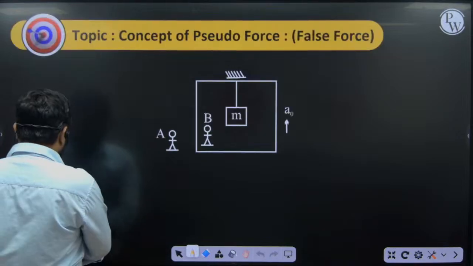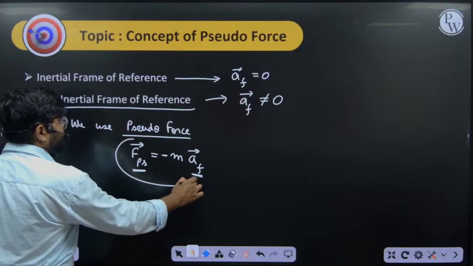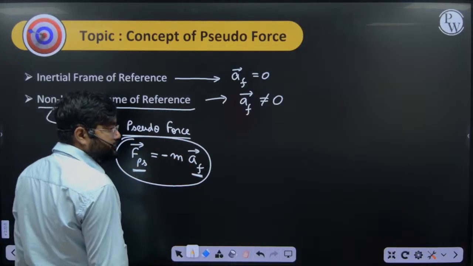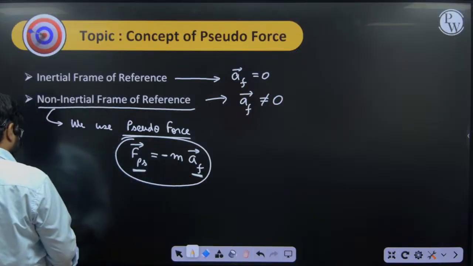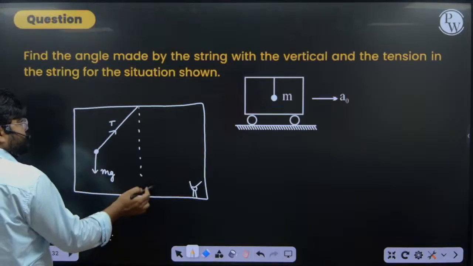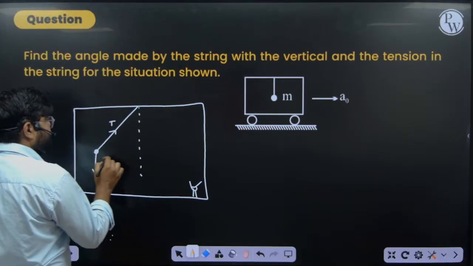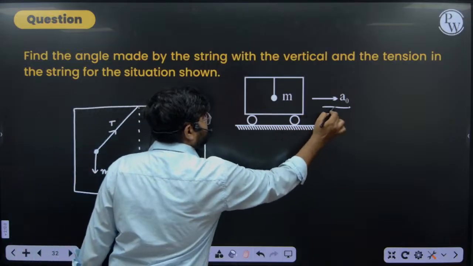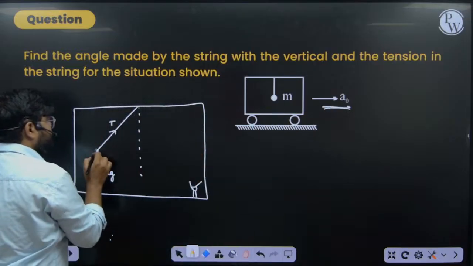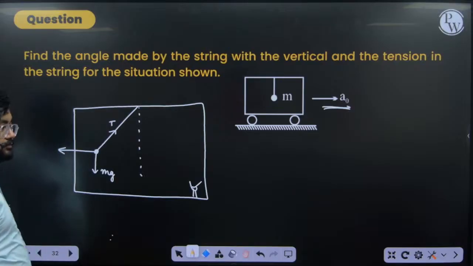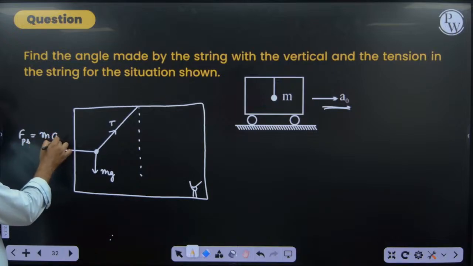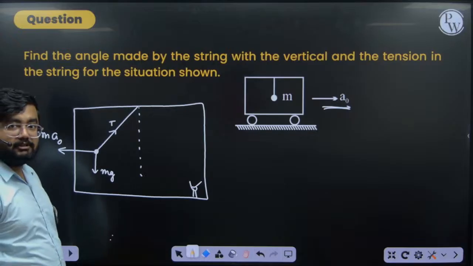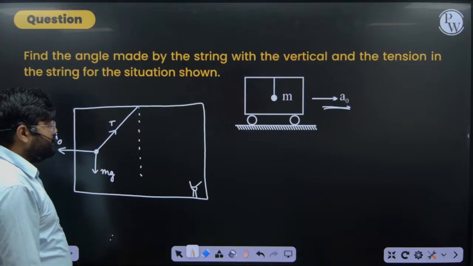We saw the value of pseudo force as mass into acceleration of frame. Mass of body, acceleration of frame, opposite to the acceleration of frame. So in this question, pseudo force will act opposite to the acceleration of frame. The frame is accelerating with a naught here, so pseudo force will act opposite. How much will it act? Mass of body m, acceleration of frame a naught. This much.